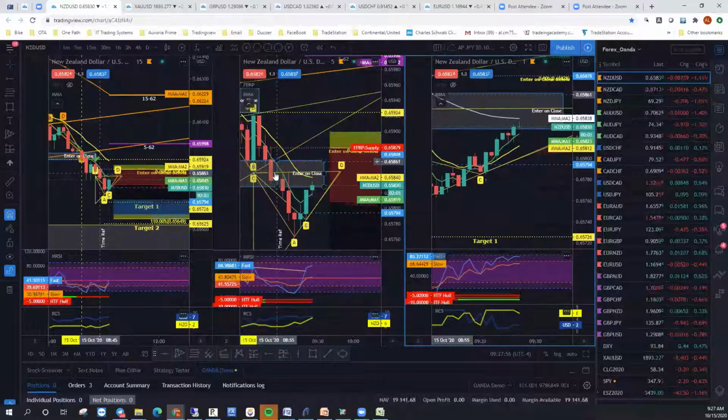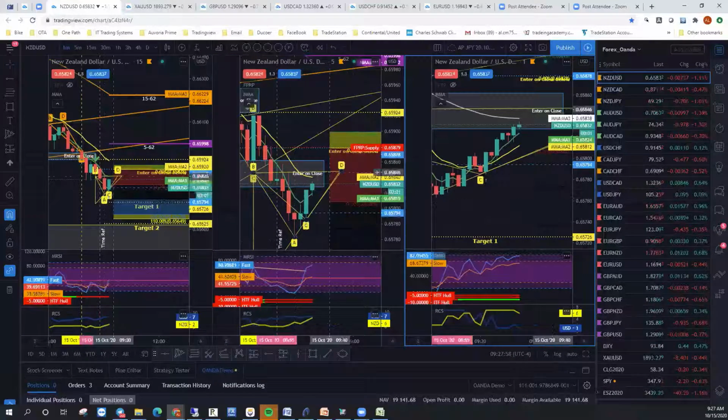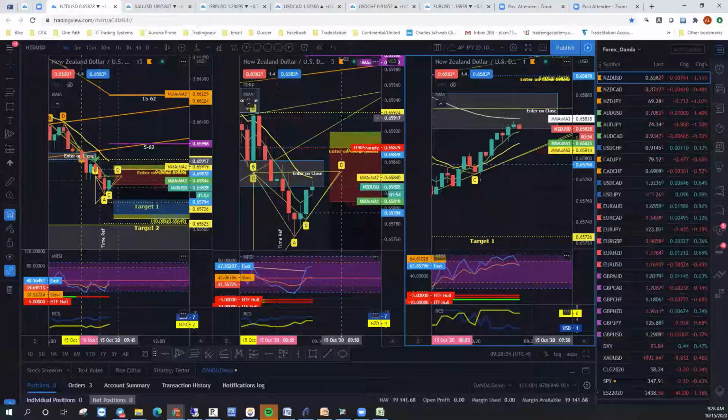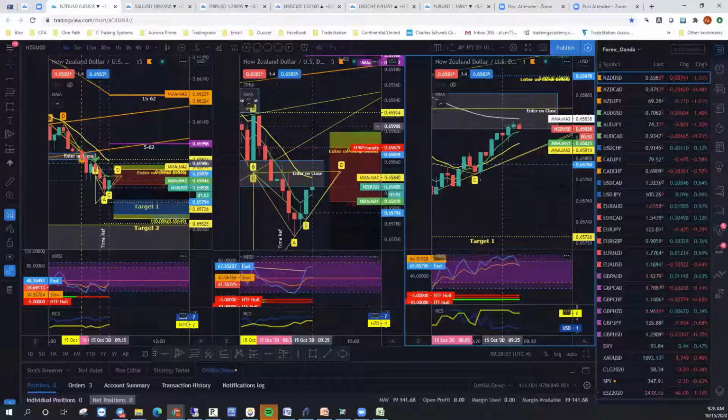This is where the sellers came in and took control. Now it's coming up to retest to see if the sellers can maintain control and drive it back down. If it can't, it's probably going to break up to the top of the wedge.